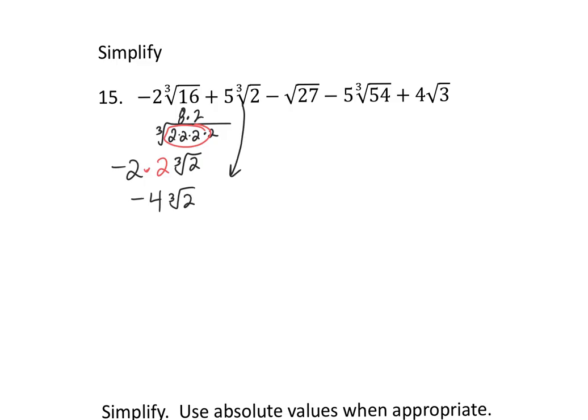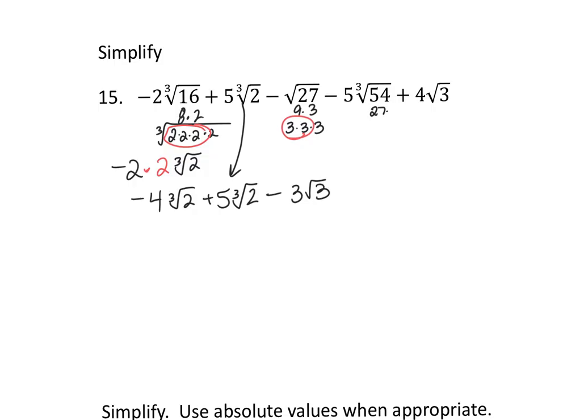2 can't be simplified more, so I'm just going to bring that down. 5 cube root 2. 27 is 9 times 3. 9 is 3 times 3. I have a pair, so that becomes minus 3 radical 3.